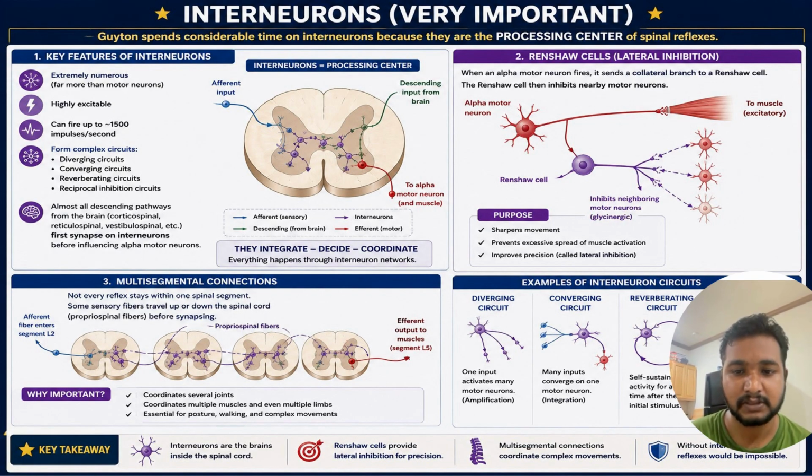Interneurons also connect different spinal cord segments, allowing several muscles and even both limbs to work together during activities like standing, walking, and maintaining posture. Key takeaway: sensory neurons bring information in, motor neurons carry commands out. But interneurons are the intelligent processing center that integrates, coordinates, and fine-tunes every spinal reflex and voluntary movement.